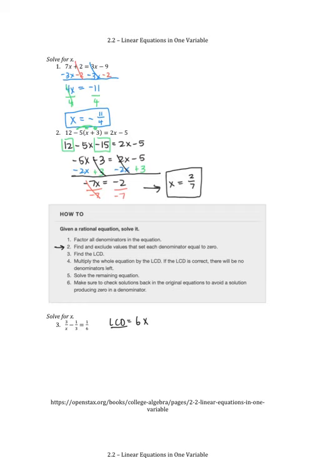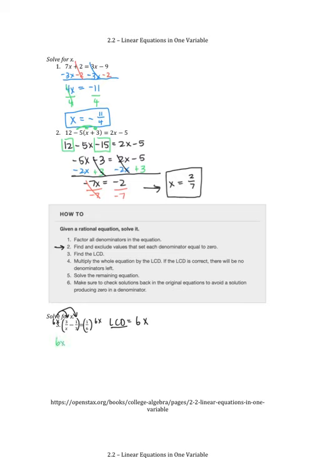Now what you want to do is multiply the whole equation by the LCD. If you have it right, then all of your denominators will cancel out and you will not have fractions anymore. That's the goal, get rid of the fractions. So let's see if that's the case here. So we have to multiply each side of the equation by 6x to keep it balanced. And what we're going to do is distribute that on the left-hand side because there are two terms. On the right-hand side, there's only one. So let me show you what that's going to look like.